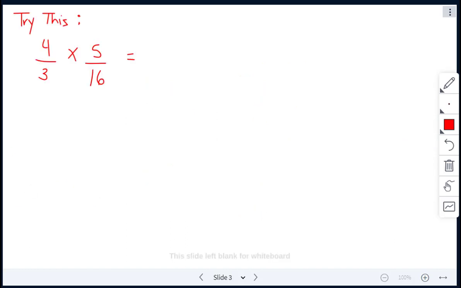All right, so just the question you guys just tried. Like I said, if you ever get stuck, just multiply your numerators together. Just multiply 4 times 5 together, and then multiply the denominators together. All right, so 4 times 5 is 20, and then 3 times 16 is 48. And then lastly, you just have to reduce.